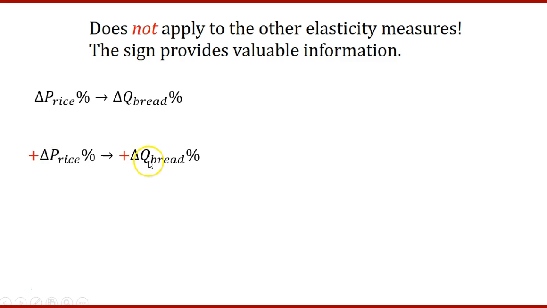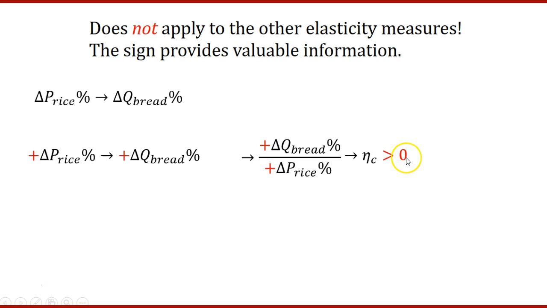Right? We might find that relationship. So if we express that in terms of the cross-price elasticity of demand coefficient, we put the effect over the cause, we find that there is a positive relationship. That is, the cross-price elasticity of demand coefficient is positive. It's greater than 0. What's that indicating to us?